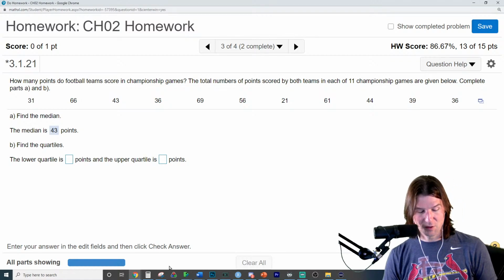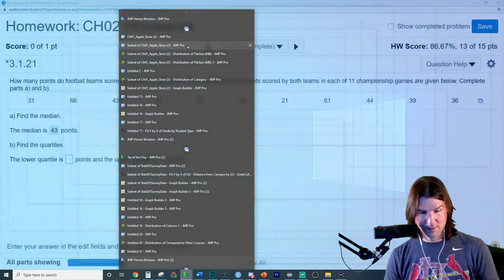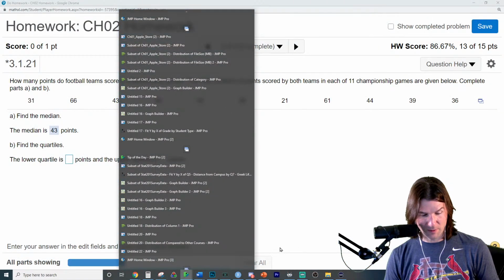This is where I've seen JMP have issues. Not today, Pearson. Not today. Is it seriously opening them? Where's my graphs being opened?